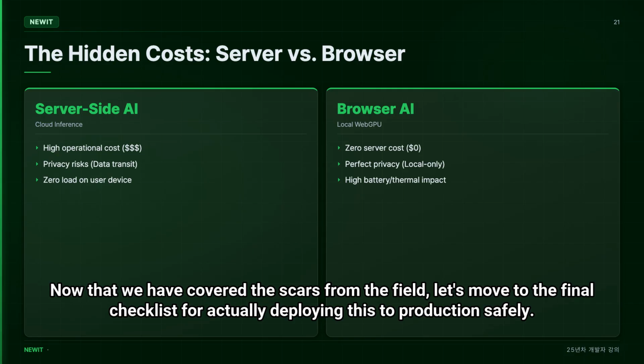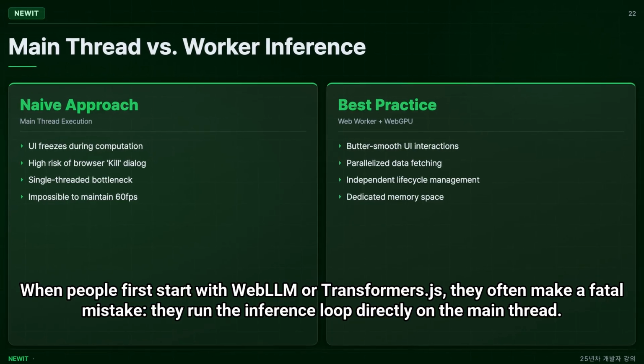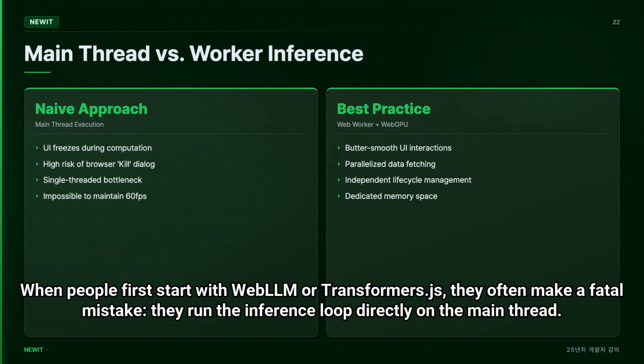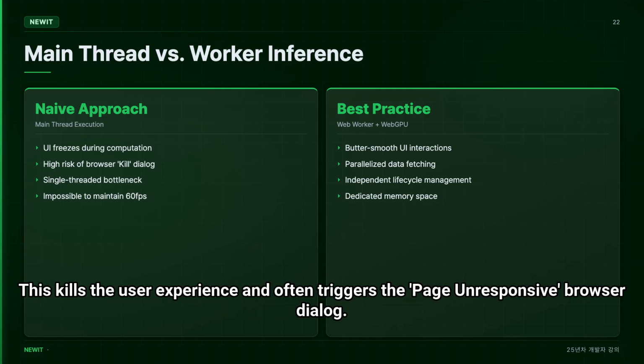Now that we have covered the scars from the field, let's move to the final checklist for actually deploying this to production safely. When people first start with WebLLM or Transformers.js, they often make a fatal mistake. They run the inference loop directly on the main thread. I've seen production apps freeze for 10 seconds just because the model was calculating a single attention head. This kills the user experience and often triggers the page unresponsive browser dialog.